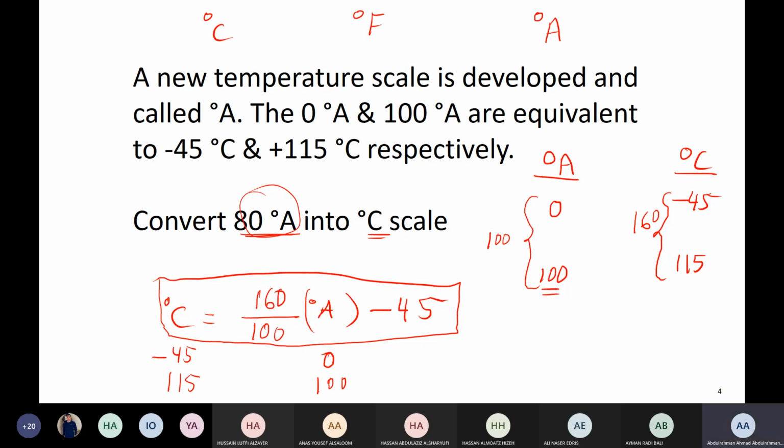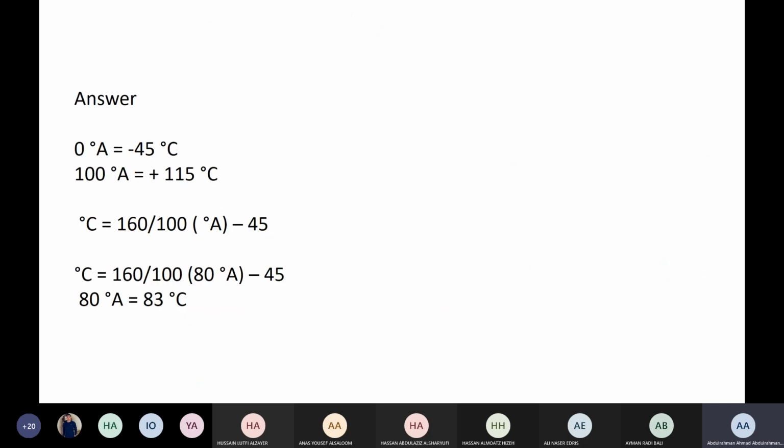Do you see how you can convert from one scale to the other? You should take the range, multiply and divide by the range, and then the 0, you have to change it to the number that is given to you. I hope this is clear. Good.